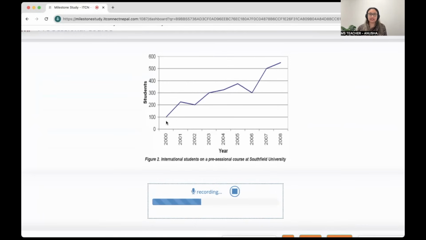It is clearly seen that the least number of students is in the year 2000 with only 100 people. And then gradually it increases with the spikes, that is the highest in 2008, where there are 550 students. It is seen that the graph is fluctuating, but the overall graph is increasing in the end.